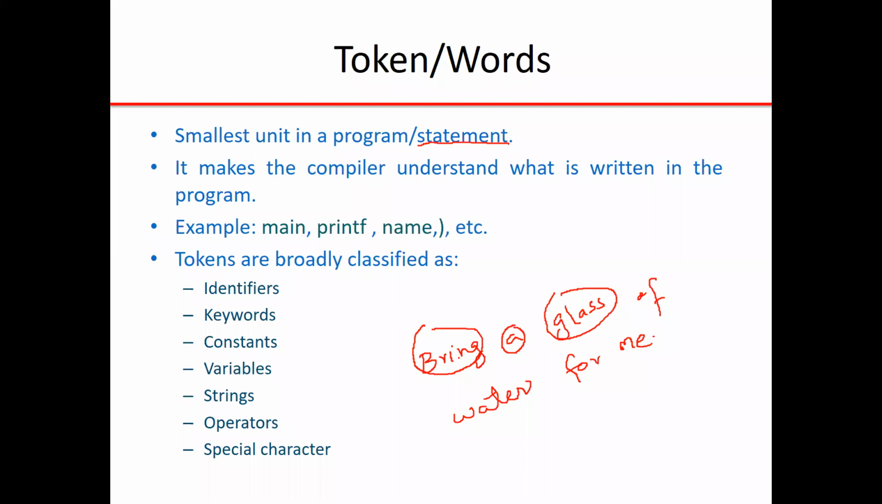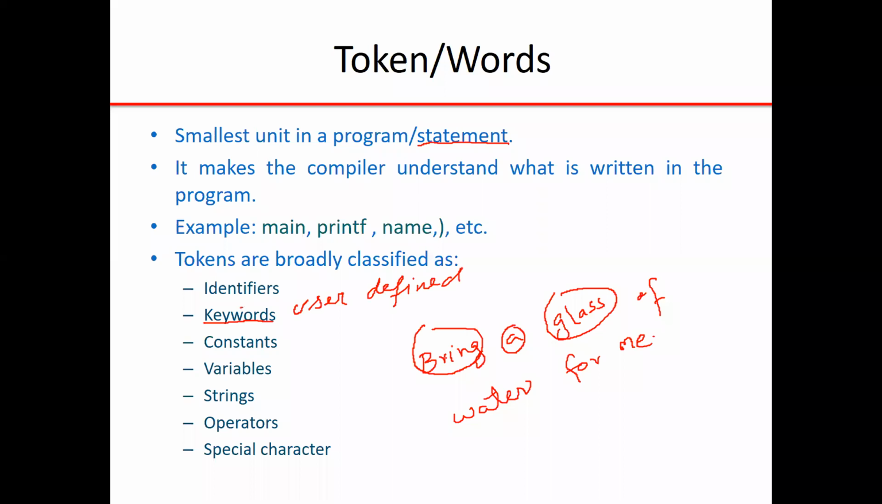And some of the words are called keywords or reserved words. As you know, some of the words in the English language are called verbs, and some of the words are called nouns. So in a programming language, some words are reserved and other words are called user-defined words. So there are two major categories of words: reserved words and user-defined words.